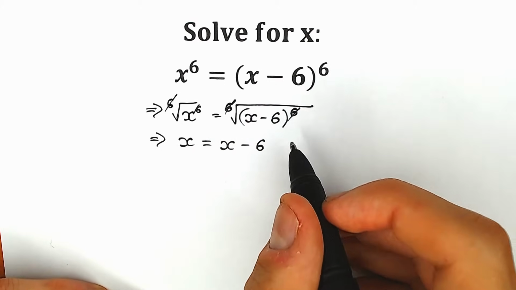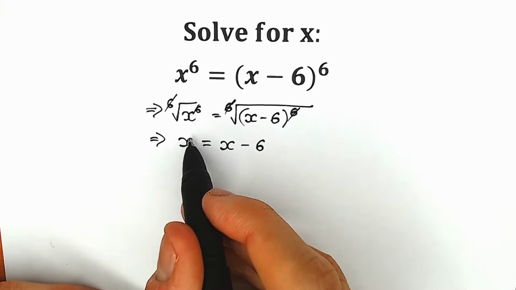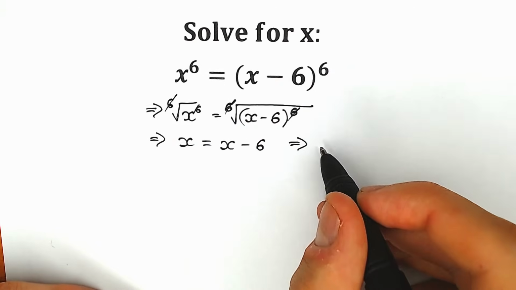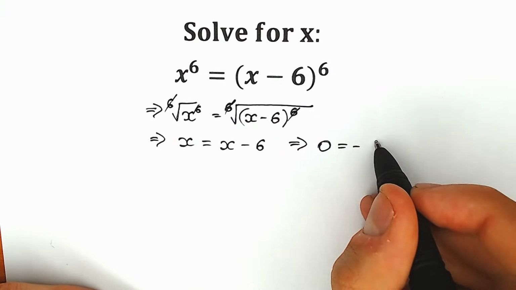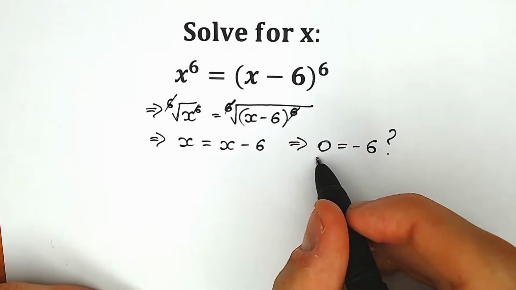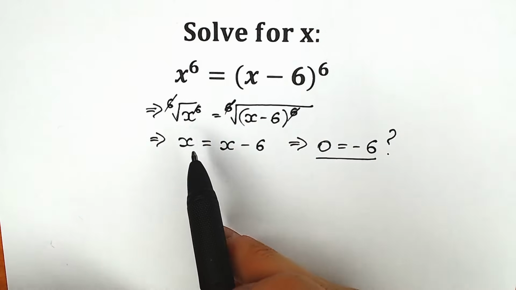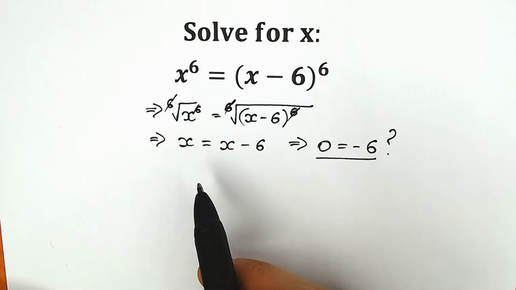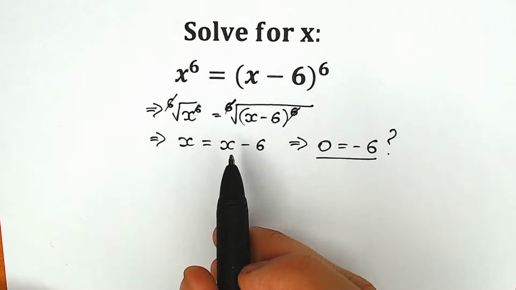And then a lot of students get confused because we can easily cancel this x, and they may be thinking, what does that mean? 0 equal to minus 6. A lot of students can't solve this question at this point. I'm going to go back to this part at the end of the video. Right now I'm going to show you how you can solve this question correctly.